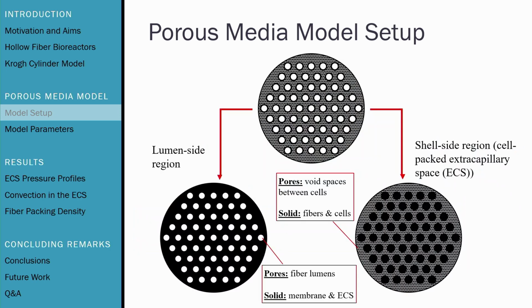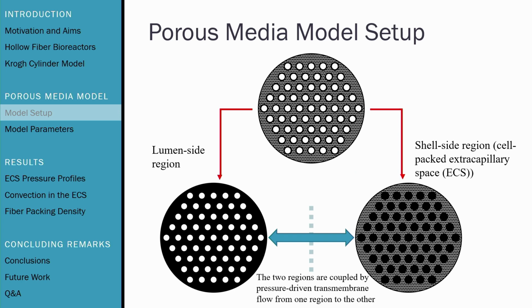The porous media model is based on the idea that your hollow fiber bioreactor can be treated as two distinct and separate porous media, where the lumen side porous media consists of pores that are the fiber lumens, and the membrane in the ECS is considered the solid region. And then on the shell side, you have a porous media where the pores are the void spaces between the cells, and the solid region is the fibers and the cells themselves. The two regions are coupled by pressure-driven transmembrane transport from one region to the other.